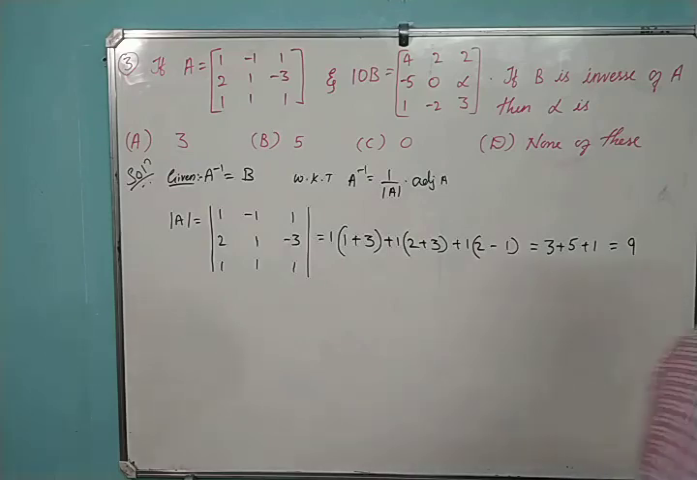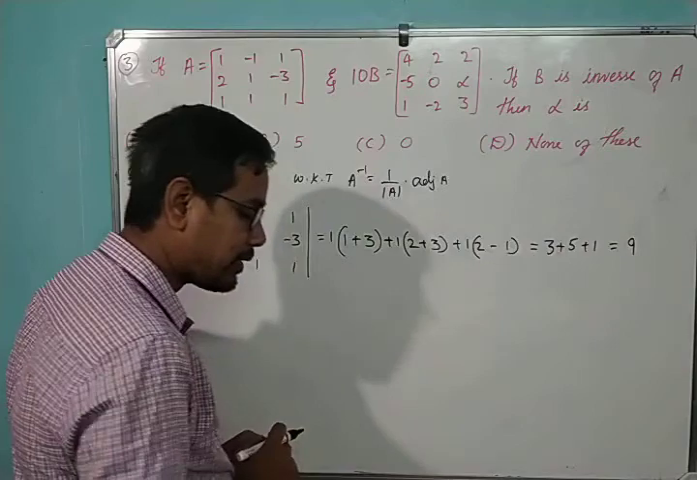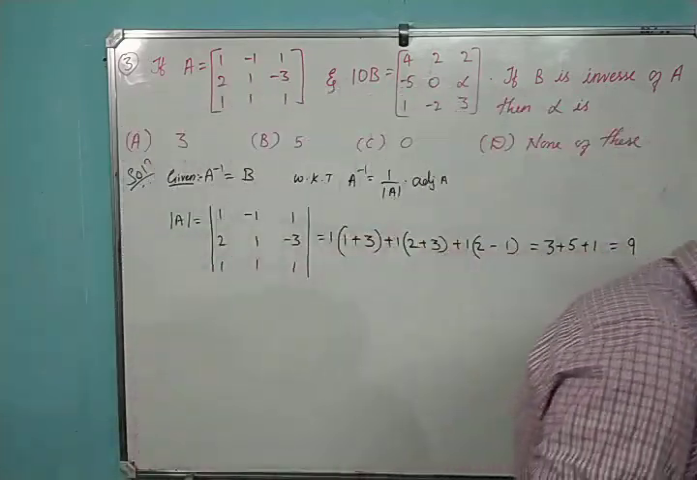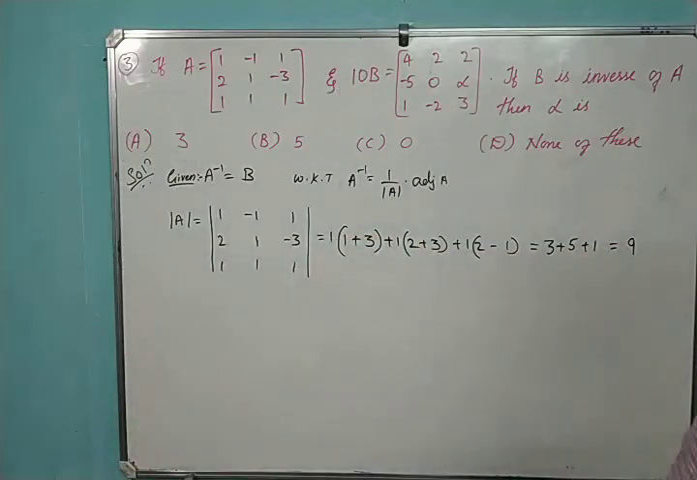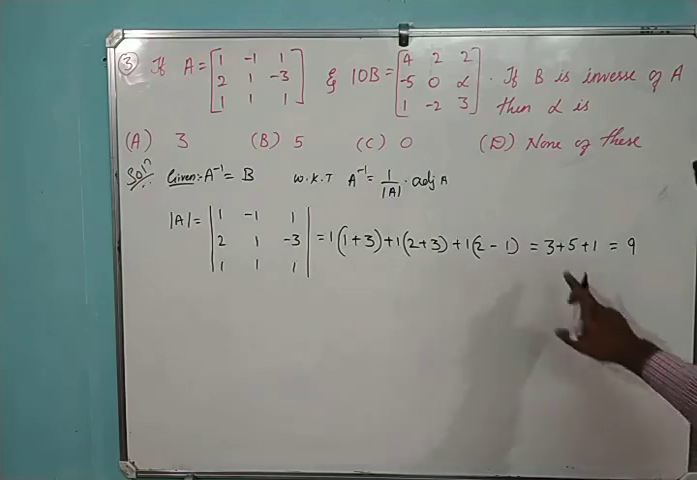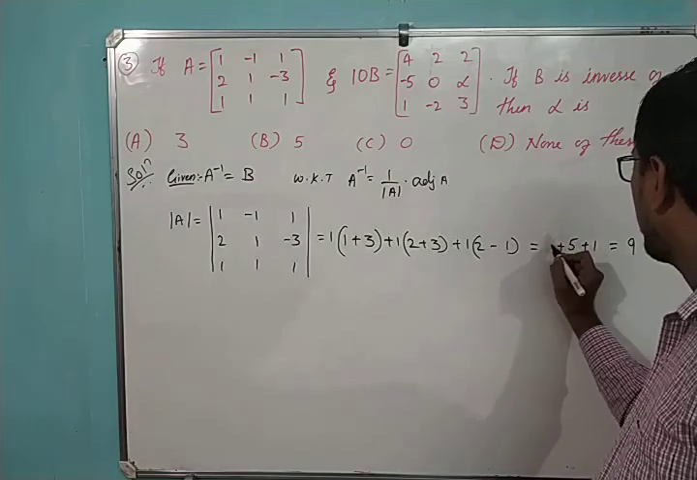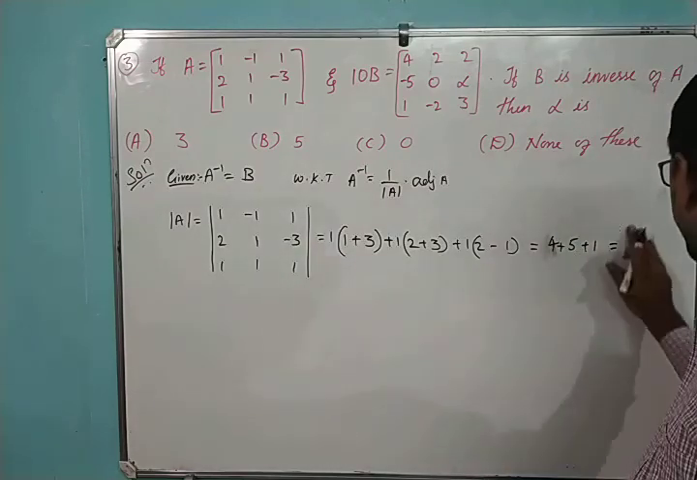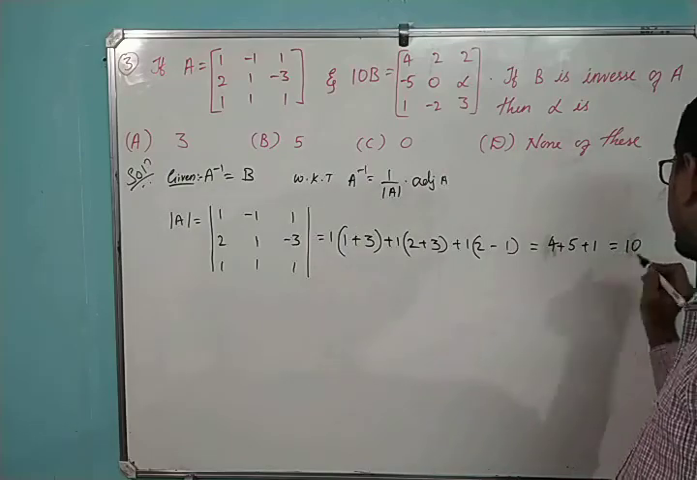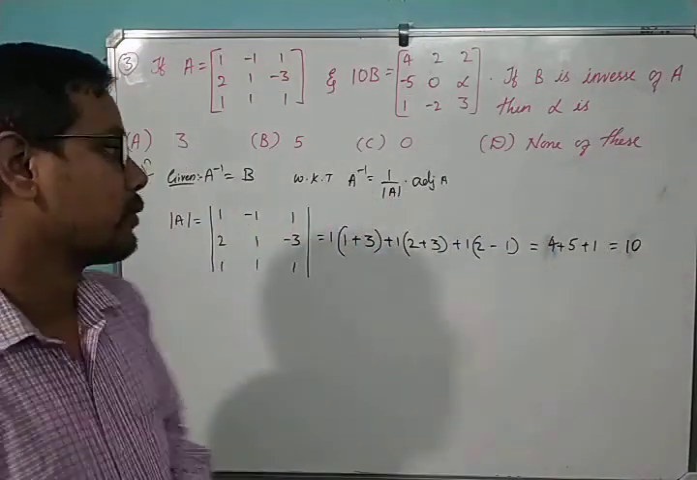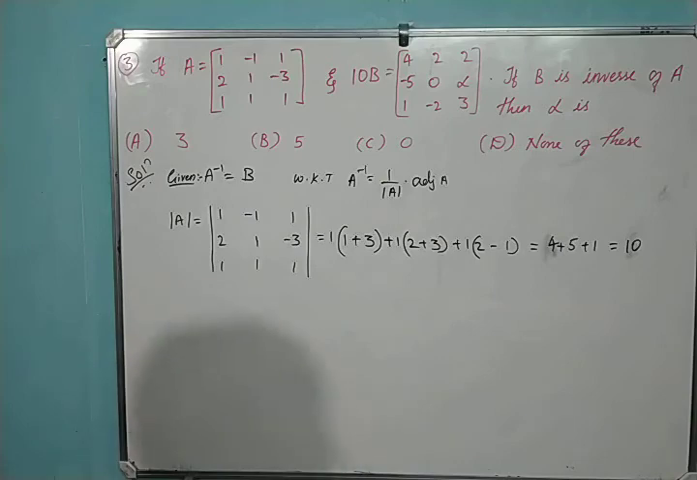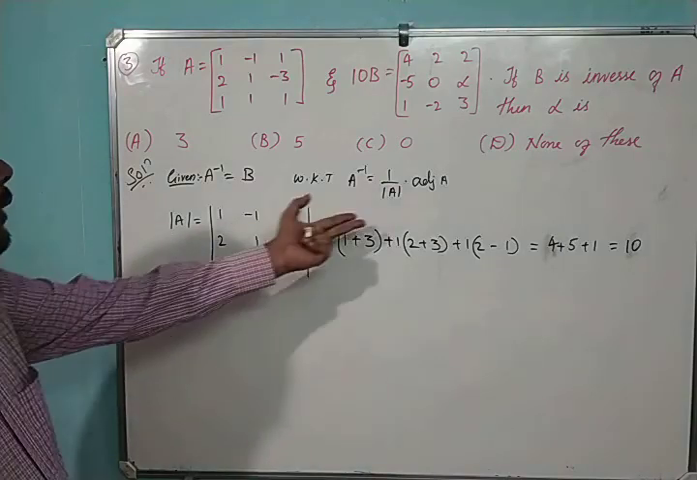Okay, so let's see what's going to happen. What else they have given? Sorry, this is 4. 4, 2 plus 3, 5, this will be 10. Okay, so 4 plus 5 plus 1 is 10. So now we got the value of determinant A.